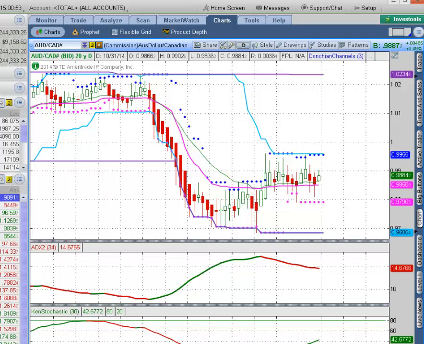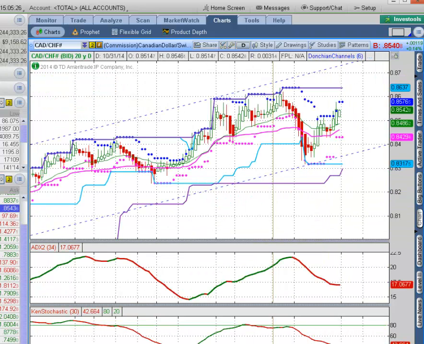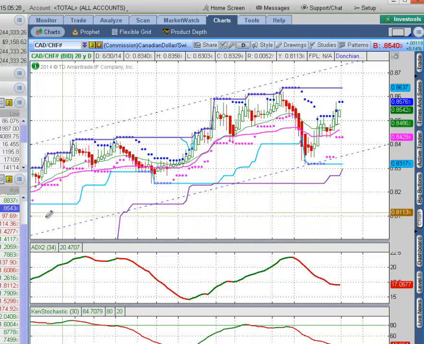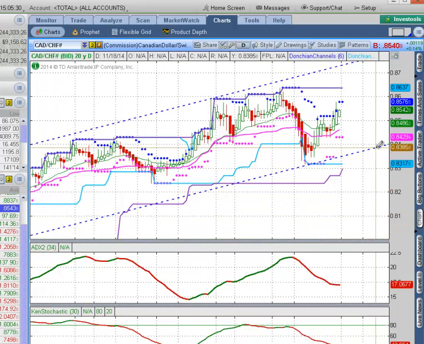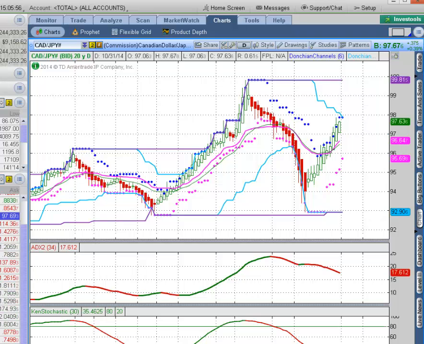We don't have any qualified pairs, so let's look at the Canadian dollar pairs today. Here's the Aussie Canadian dollar. Price has definitely been moving in a sideways channel. Next is the Canadian dollar Swiss franc. Price remains in a long-term uptrend channel. Third is the CAD yen. We can see the strength of the Canadian dollar versus the yen.